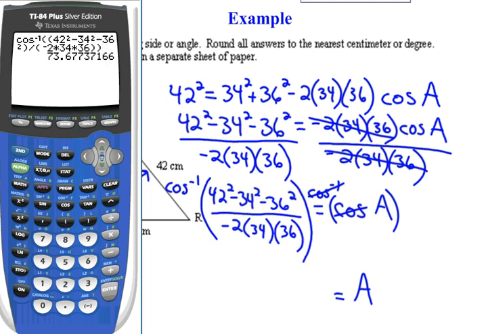There's my answer. The angle measures, they want us to round to the nearest degree, so 74 degrees.